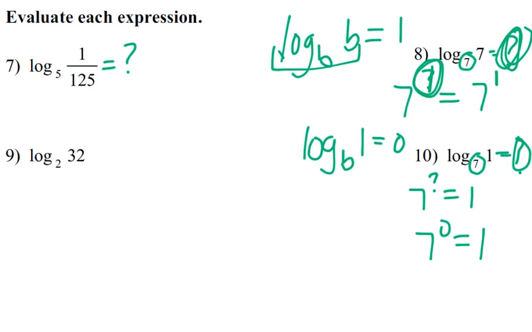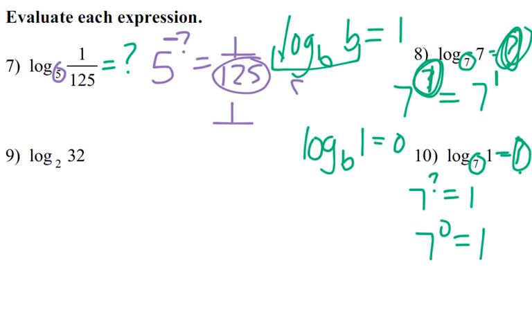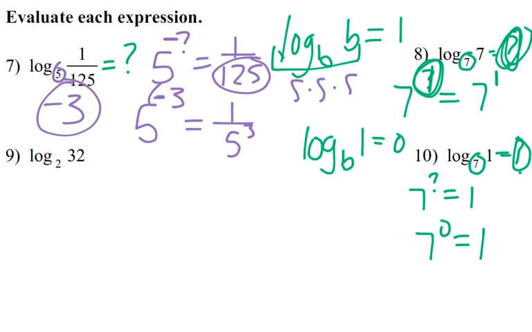Okay, now if we look at number 7. So switch it to an exponent. So we have 5 to the some power gives us 125. Now, because it's in a fraction, I know this is going to be a negative. And then, what is 125? Well, 5 times 5 is 25, times 5 is 125. So it's 5 cubed, so mine is going to have to be 5 to the negative 3. So my answer, negative 3. So that's the only way to make it look like that one. Because if you want to get it out from under there, we have to attach the negative to it.